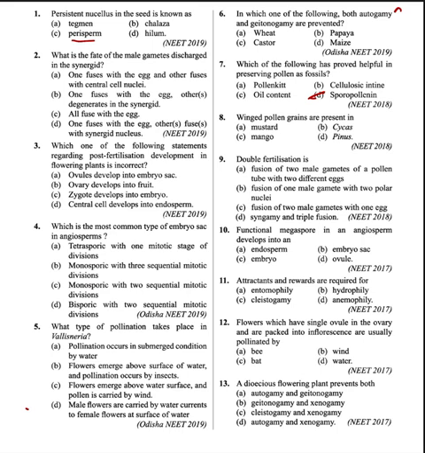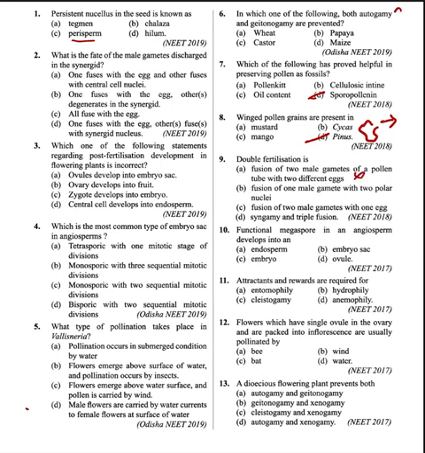Winged pollen grains are present in Pinus so that they can be easily carried through wind. Double fertilization: what is double fertilization? It is the fusion of two male gametes of the pollen tube with two different eggs.